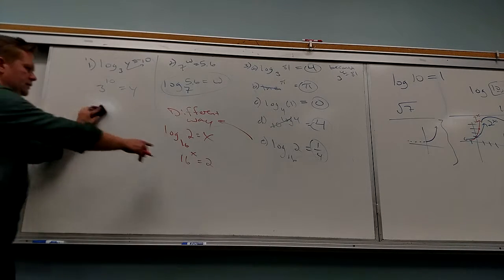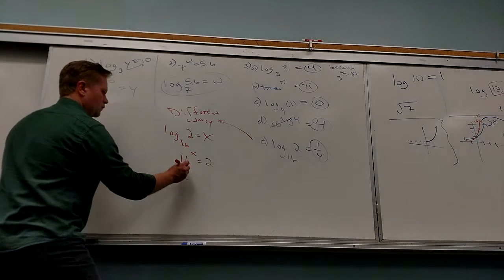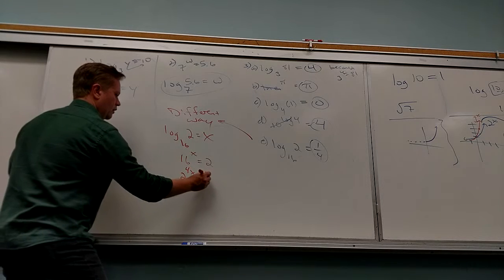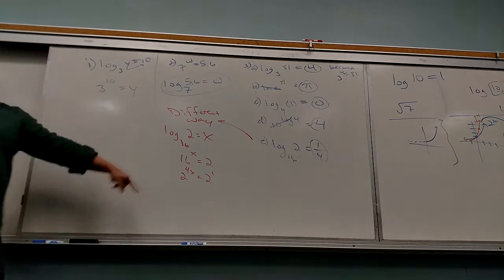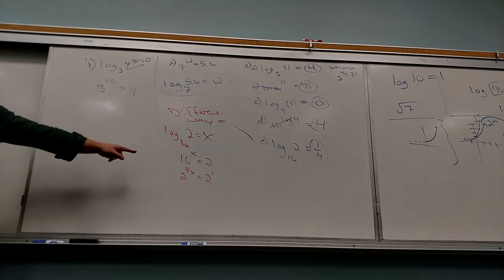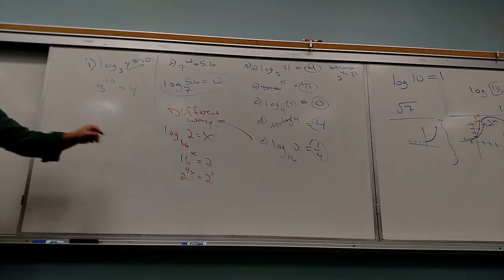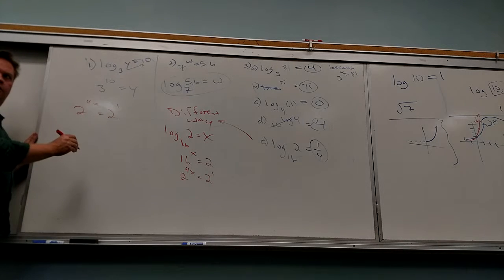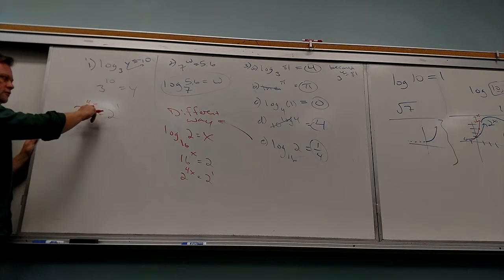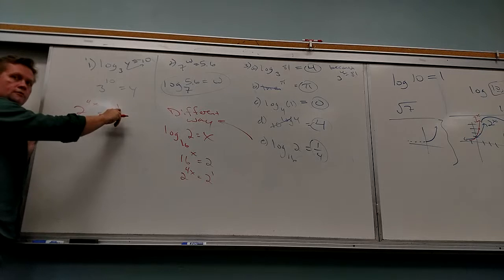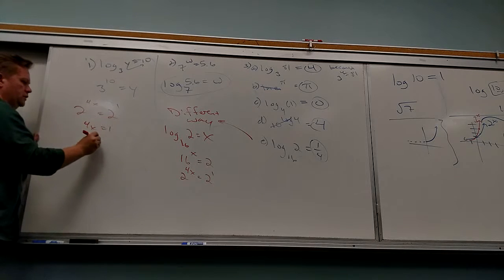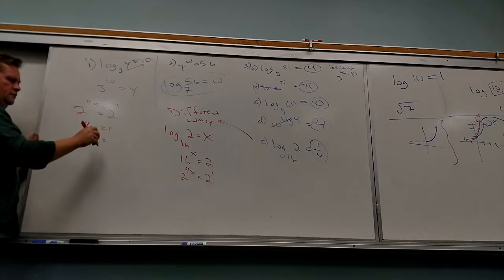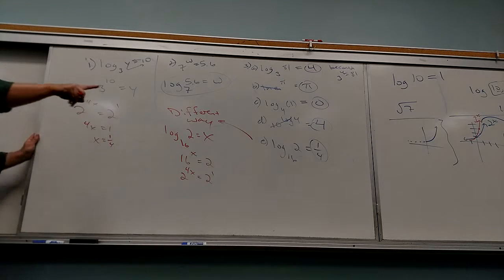No. But what is 16? 2 to the 4th. We put a little 1 there. We know there's a 1 there, right? So then what's got to be true? If 2 to the 4x equals 2 to the 1st, that means that 4x equals 1. So what's x? 1 over 4. That's exactly what we got.